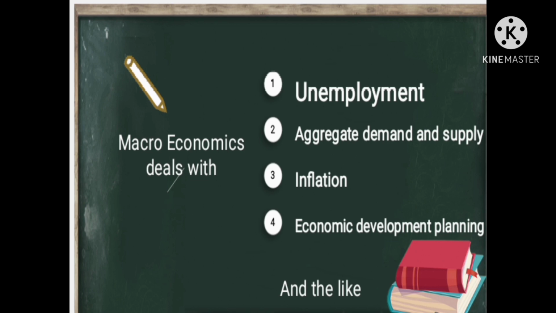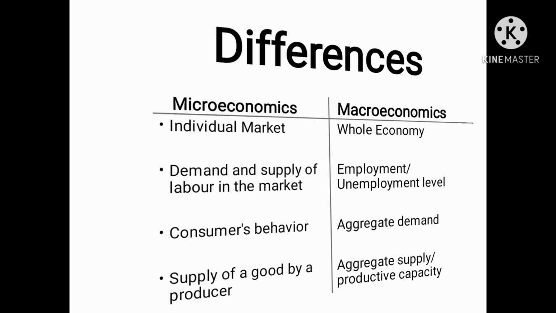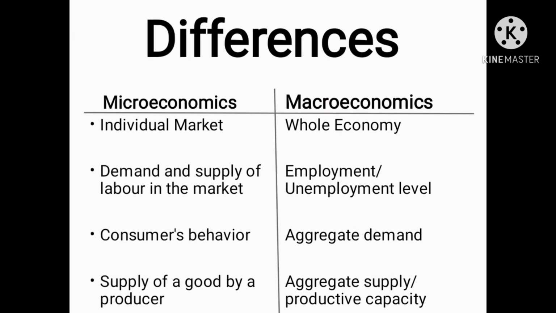So, is there a difference between microeconomics and macro? Yes. And the differences between microeconomics and macroeconomics range from, for microeconomics, we're talking about individual market, just a market. Whereas for macroeconomics, we're talking about the whole economy. Of course, we know that the whole economy has not one market within it, but a number of markets. So that's looking at the bigger picture, the bigger thing.